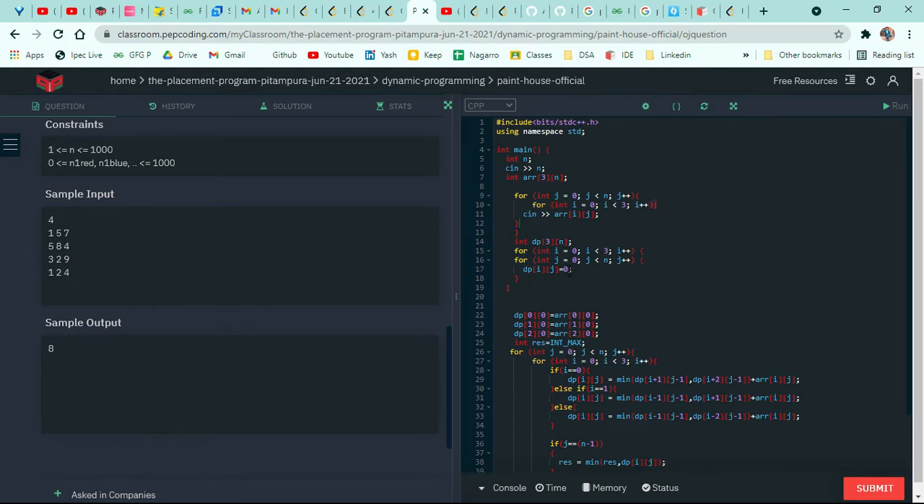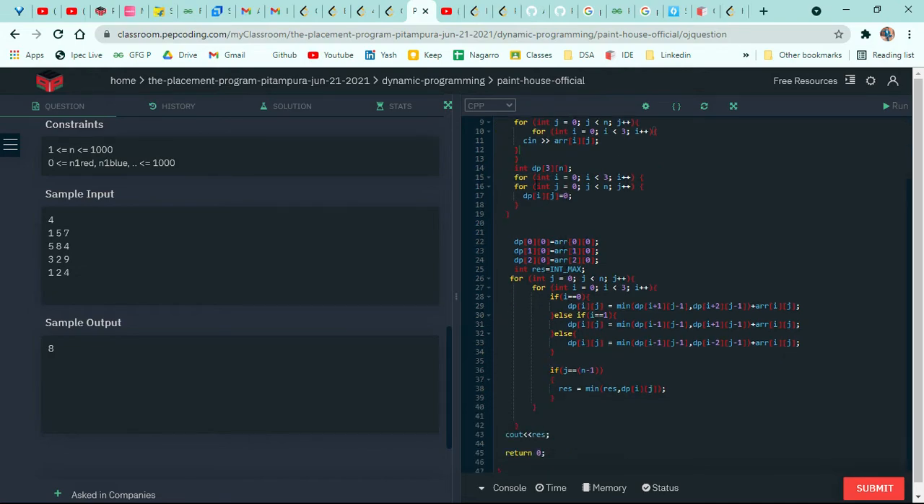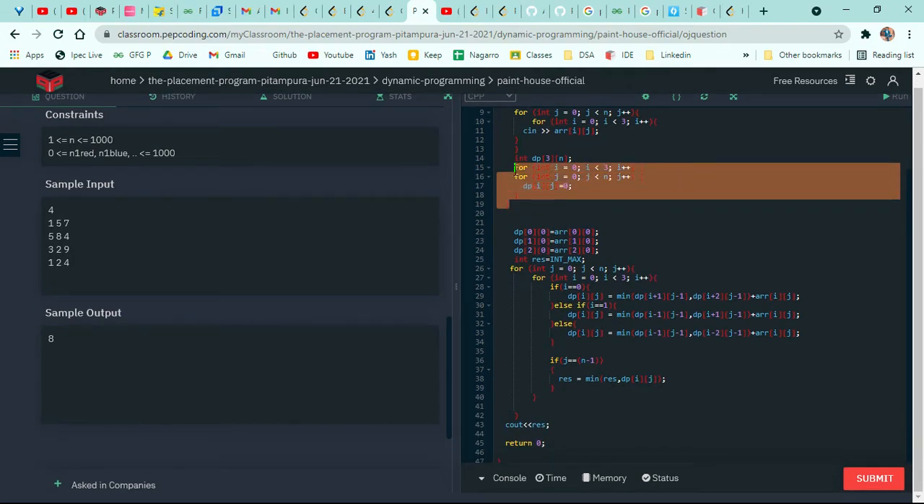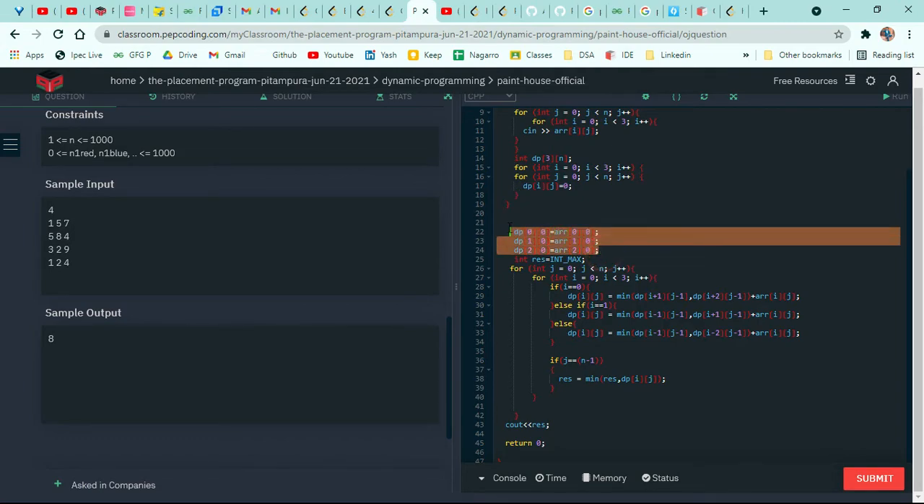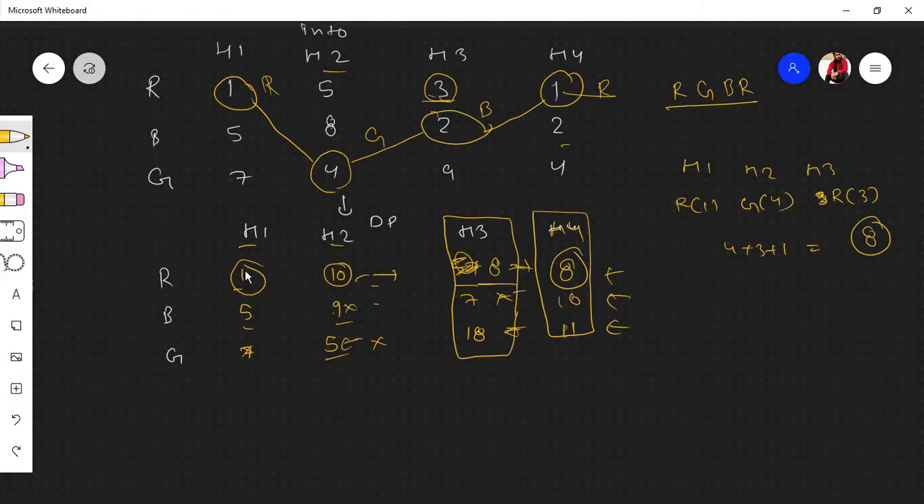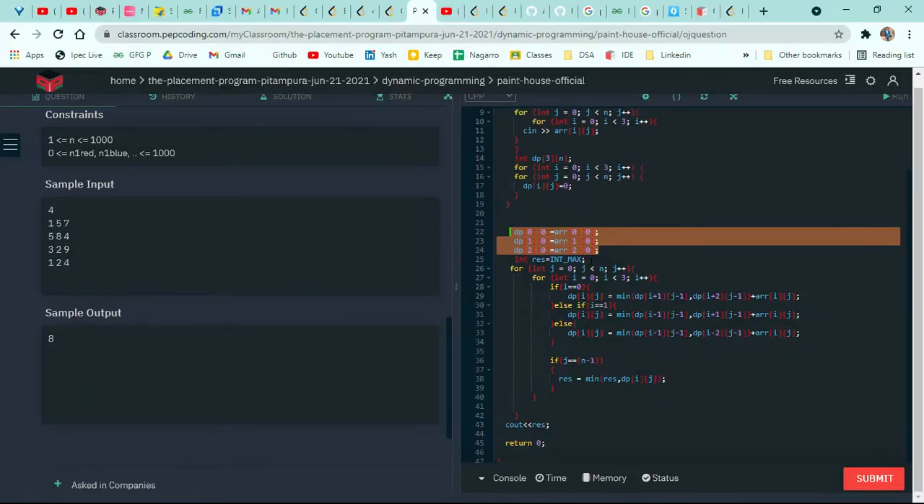Then I filled the DP with 0 because it was showing some garbage value. This is an extra loop, I could have avoided it, but it was showing garbage value. Then I filled the first row. Basically, in the first row you cannot help anything. You'll just fill whatever amount, 157, because there is only a single option you can fill it with. So I filled it with 157.